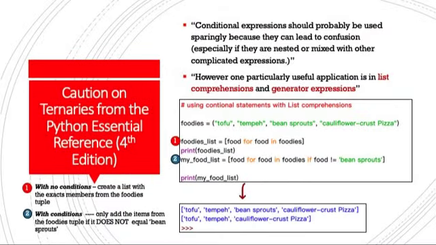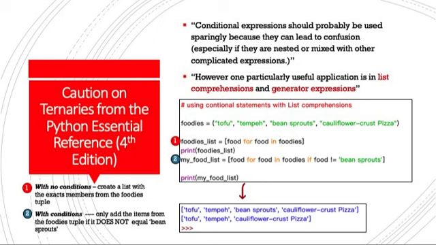One last slide to go over here. First a caution and then another example. A book that I rely upon quite often, the Python Essential Reference, 4th edition, has a word of caution on conditional expressions or ternary operators. It says, conditional expressions should probably be used sparingly because they can lead to confusion, especially if they are nested or mixed with other complicated expressions. However, one particularly useful application is in list comprehensions or generator expressions.